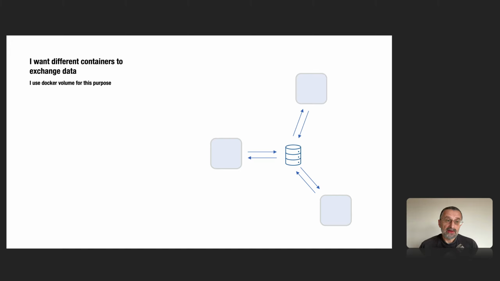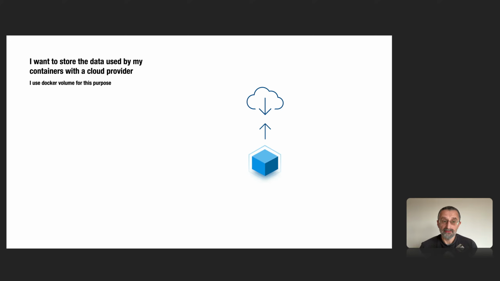Next, I wanna different containers to exchange data. So you can once again use Docker volume for this purpose. Or I want to store the data used by my containers with a cloud provider. I use Docker volume for this purpose. Once again, I can exchange the data between my container, for example, running locally, with data in the cloud.